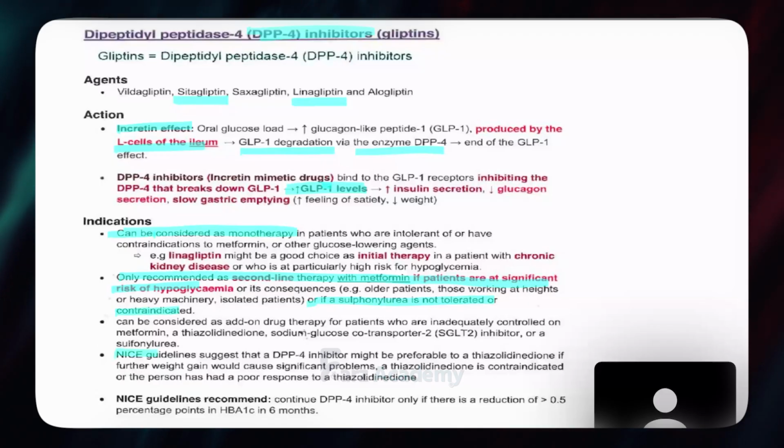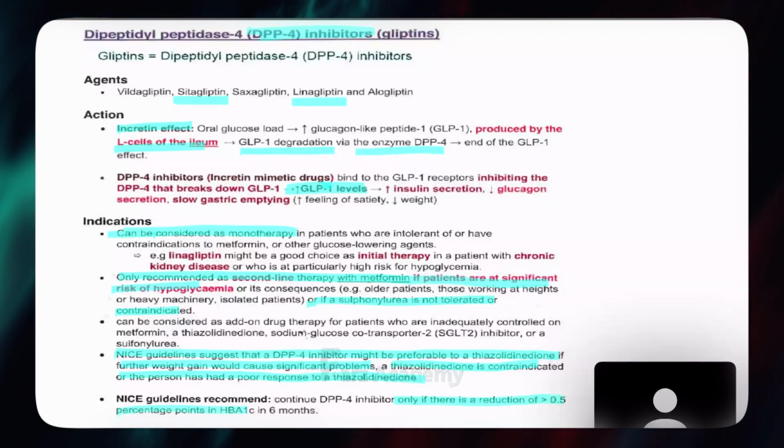NICE guidelines suggest that DPP4 inhibitors are preferable to thiazolidinediones if further weight gain would cause significant problems, or if a thiazolidinedione is contraindicated, or the person has a poor response to thiazolidinediones. These are some of the indications of the gliptins. And the target is only a reduction of 0.5 percentage points in 6 months.